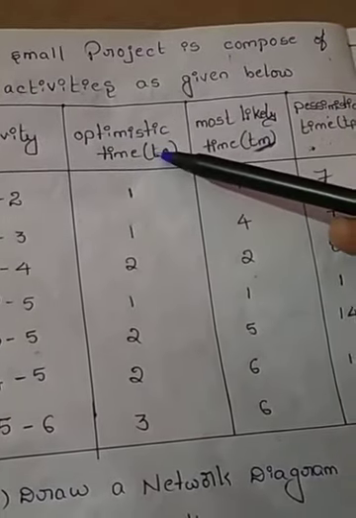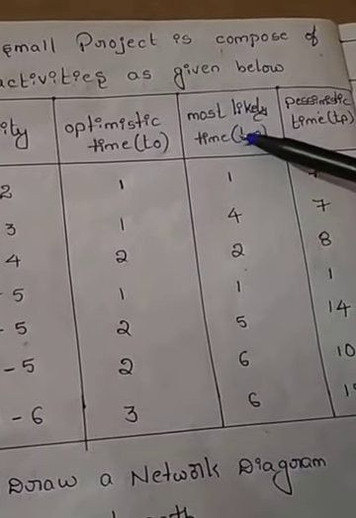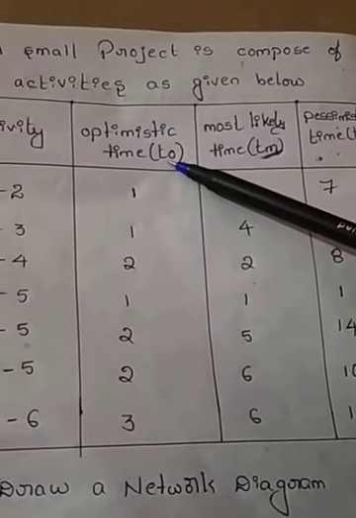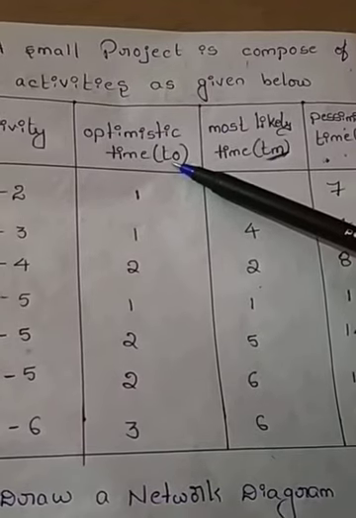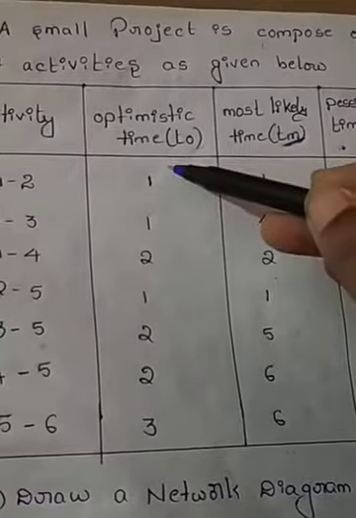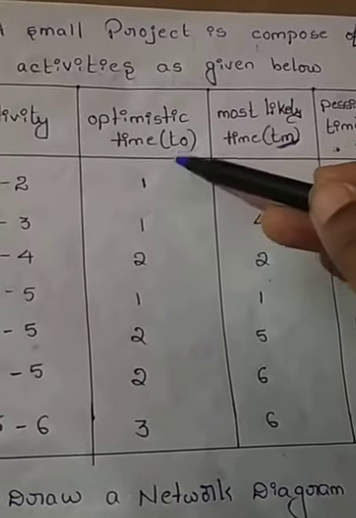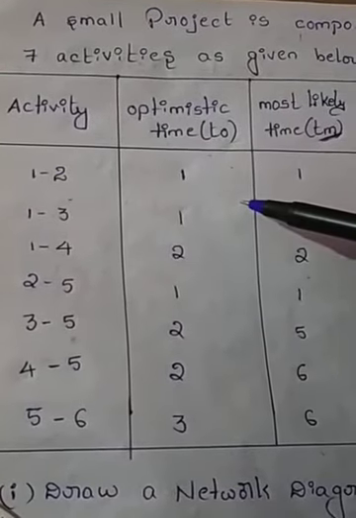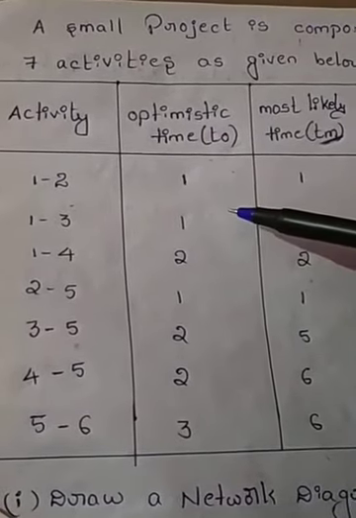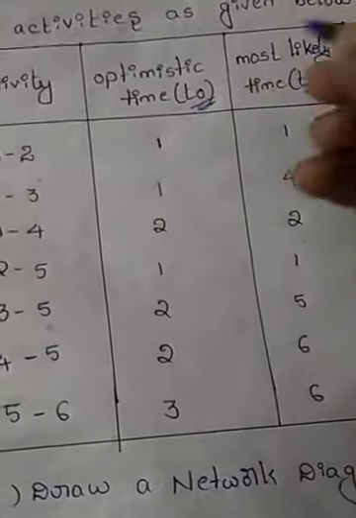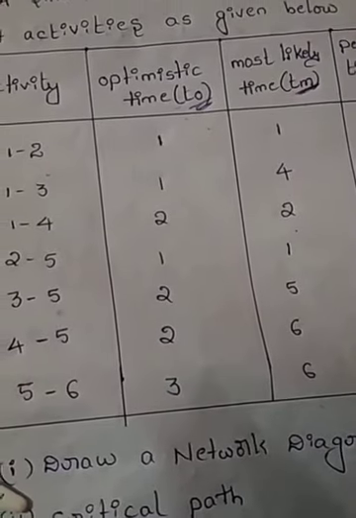What is the optimistic time? What is the most likely time? What is the pessimistic time? First, optimistic time, TO. Optimistic time means when all the situations are favorable to perform an activity. When an activity will be completed early, that is called the optimistic time.